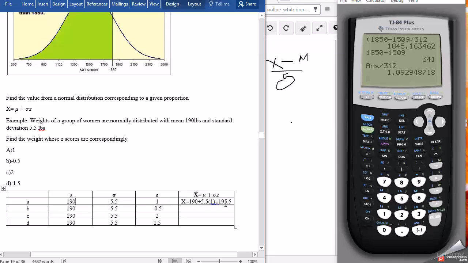So when we do that for the very first case, this is what we have. So the raw score is 195.5. Okay, now for the second one, the z-score is negative 0.5. Let's do that using the calculator. So we're going to have the mean is 190 plus the standard deviation is 5.5. Then parentheses, the z-score is negative 0.5. Okay, so we enter. So what we get here is 187.25. That's what we have. Okay, so that is how we find the raw score if we know the mean, the standard deviation, and the z-score. Okay, so you can now work on the rest of these problems.